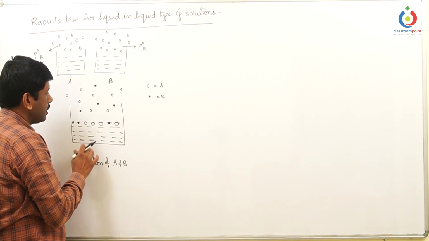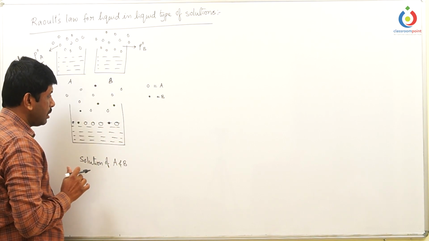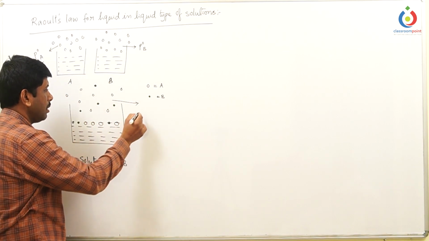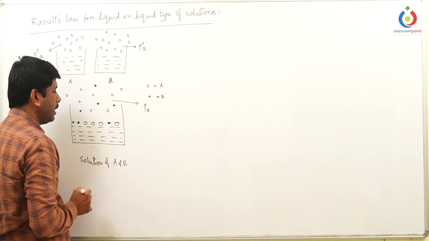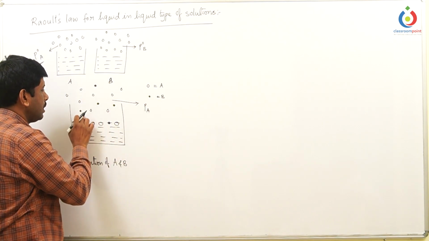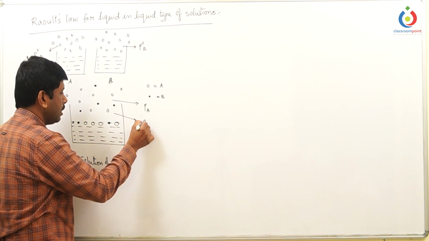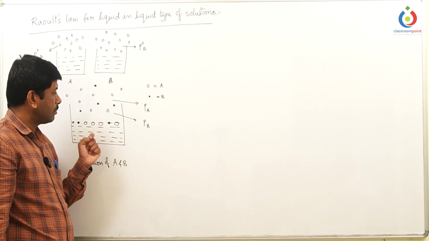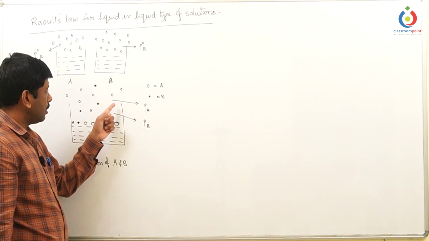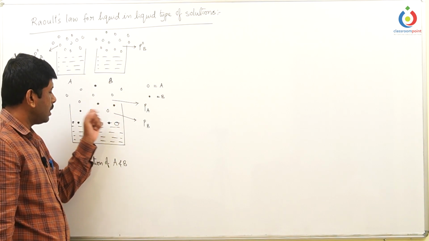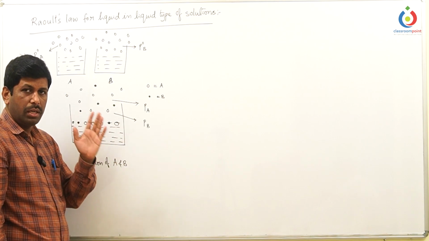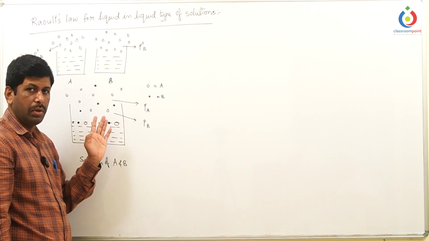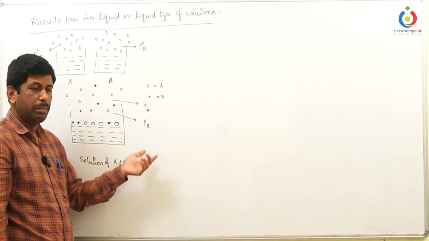So in this vapor, both A molecules and B molecules are present. The pressure exerted by the A molecules is called the partial pressure of A, and the pressure exerted by the B molecules is called the partial pressure of B. Why is it called partial pressure? See, the total pressure is coming from both the A molecules as well as the B molecules. In that, a part of the pressure is coming from the A molecules and the rest of the pressure is coming from the B molecules. So that part of pressure is called the partial pressure.